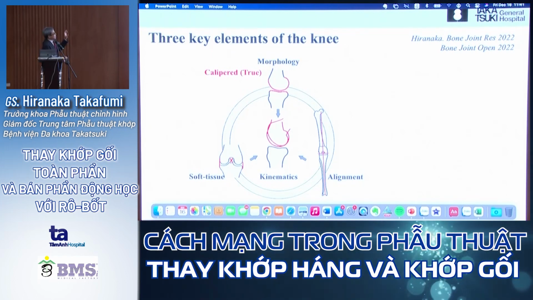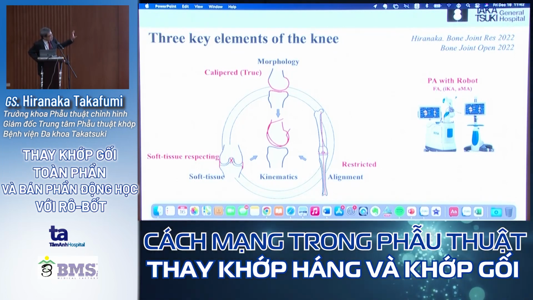So the approach is different. If you respect the morphology, that is the caliper kinematic alignment, but finally, we can achieve the same goal if you rightly do the true kinematic alignment. So this is soft tissue respecting. If you set the implants respecting the soft tissue balancing, and achieve the perfect soft tissue balancing, then morphology and alignment should be restored to the patient's own situation. And this approach is alignment. The first approach should be restricted kinematic alignment, aiming at the same goal, but the approach is different.